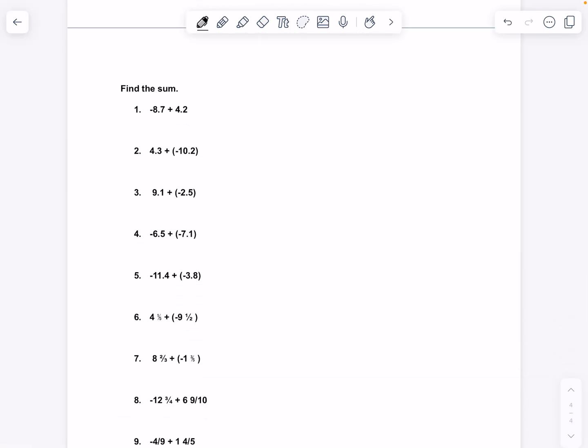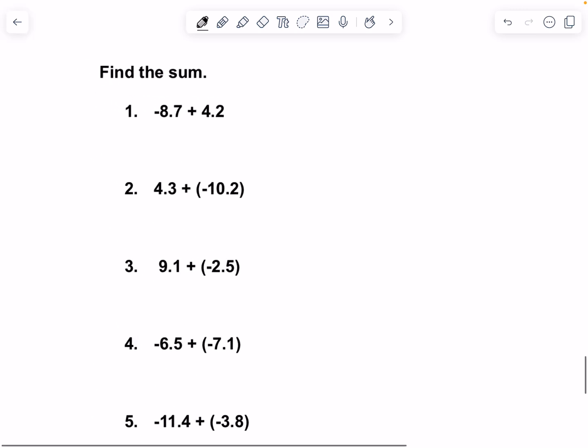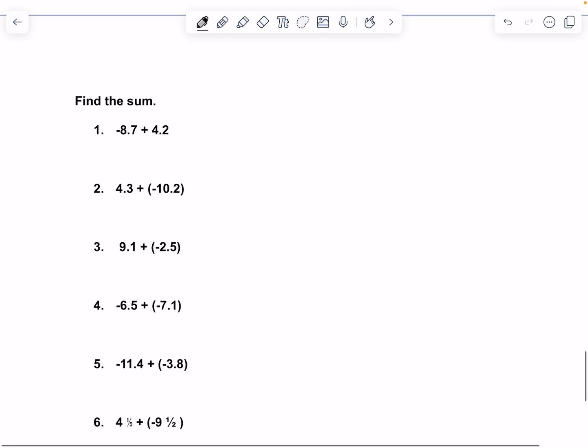Okay. For these problems, we can convert the equations to an easier equation. So for example, -8.7 plus 4.2 would also be equal to 8.7 minus 4.2, and then we'd add our negative. So if you subtract 7 minus 2 is 5, 8 minus 4 is 4, we will get 4.5, and we add our negative, so it'll be negative 4.5.